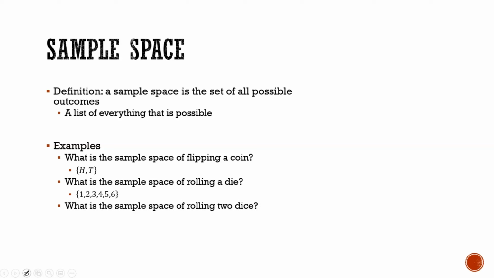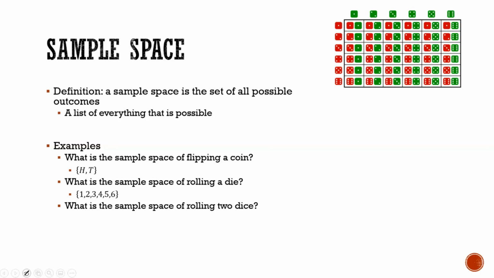What is the sample space of rolling 2 dice? We have also seen this diagram already. When we have 2 unique 6-sided dice, this would be the entire sample space. There are 36 possible outcomes within our sample space, but the actual sample space itself would include getting a 1 and a 1, or a 1 and a 2, a 1 and a 3, etc.